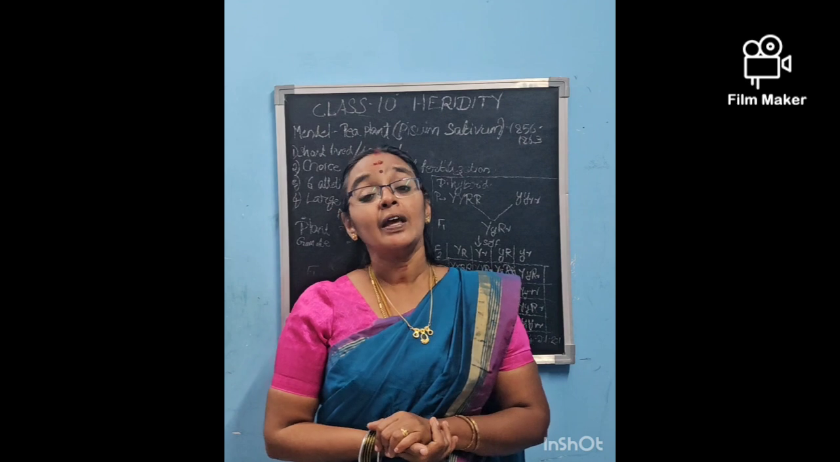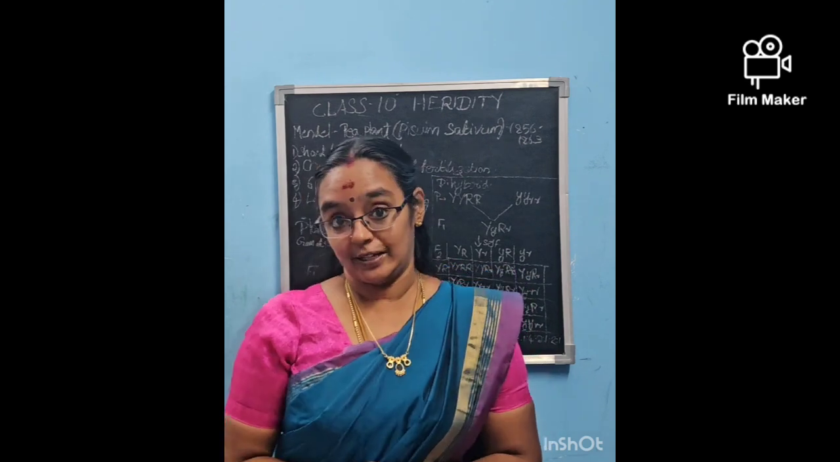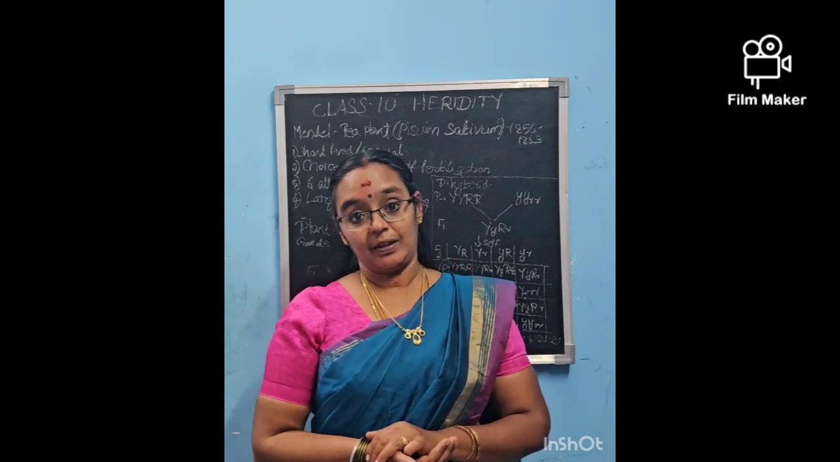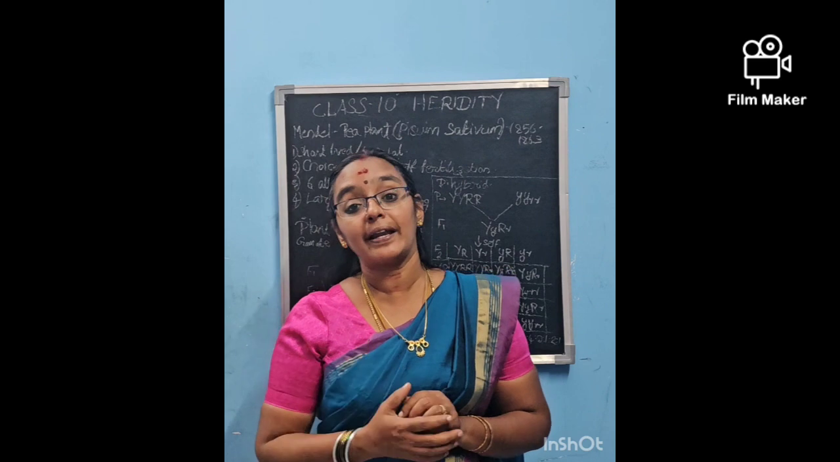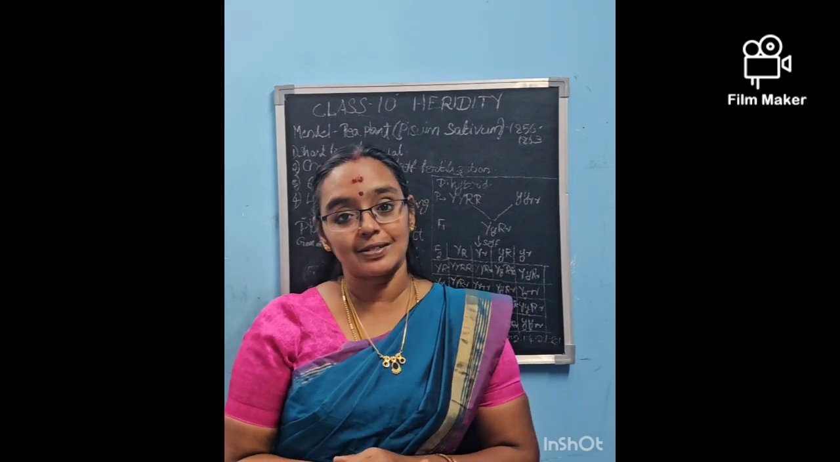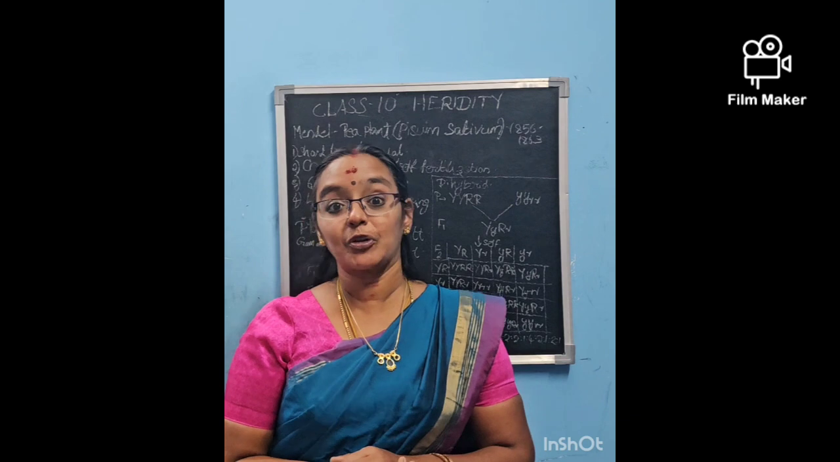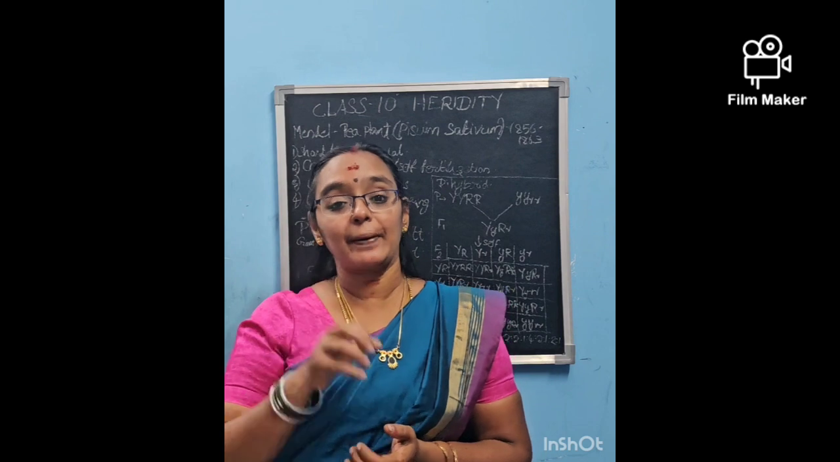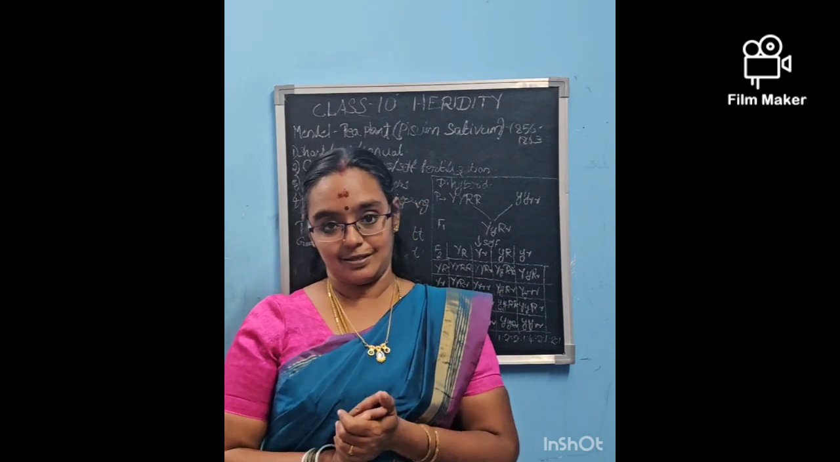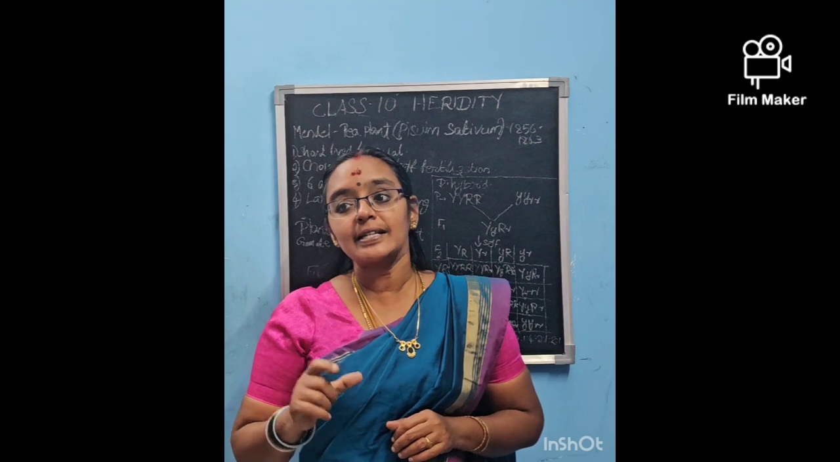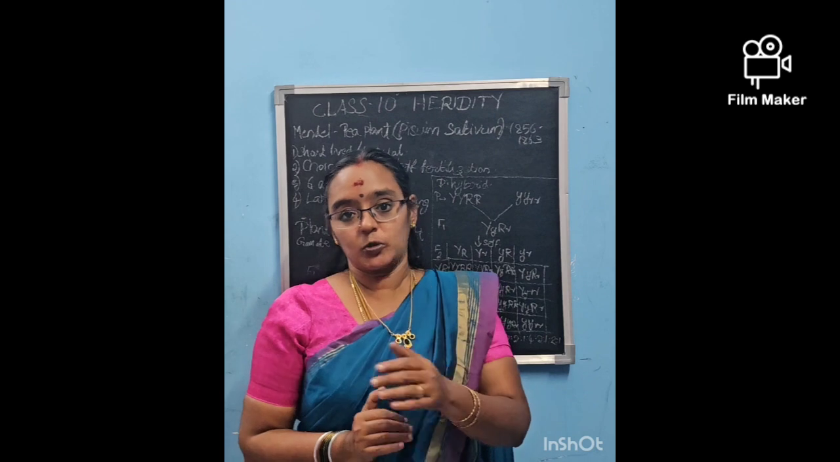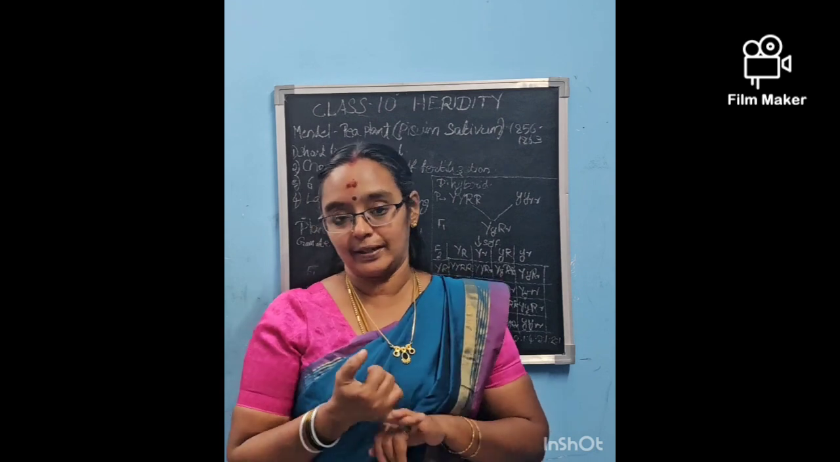What did he do? He did experiments on the pea plant, whose biological name is Pisum sativum. Why did he take the pea plant for this experiment? This question is very important and it used to be asked in your public exam. Actually, he chose the pea plant for many reasons. It is a short-living plant, meaning it's an annual plant. Within 1 year, its full cycle comes to an end. So it's an annual plant, the first reason.